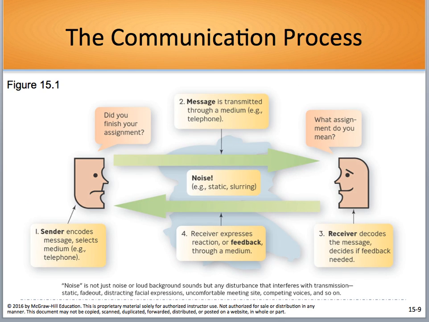Now let's look at Figure 15.1. You can also see this in your textbook. This is the communication process outlined. The sender encodes a message using whatever medium they choose. That message is then transmitted through, let's say, telephone or email. So I'm saying, did you finish your assignment? The receiver decodes the message and decides if feedback is needed. That's key. Just because you get the message doesn't mean that you're going to provide feedback. And then you say to me as the student, what assignment do you mean? Then you express your reaction or feedback through that same medium.